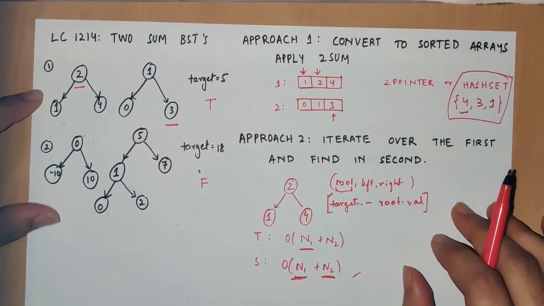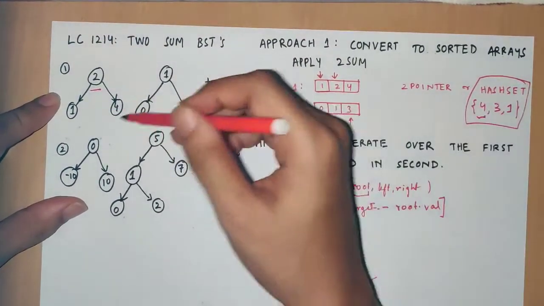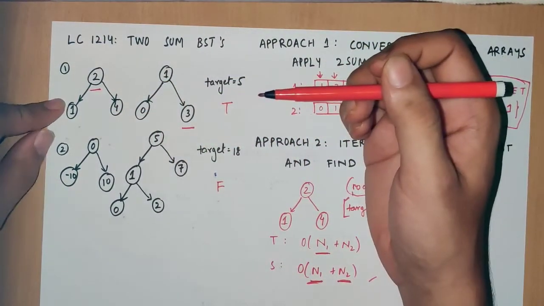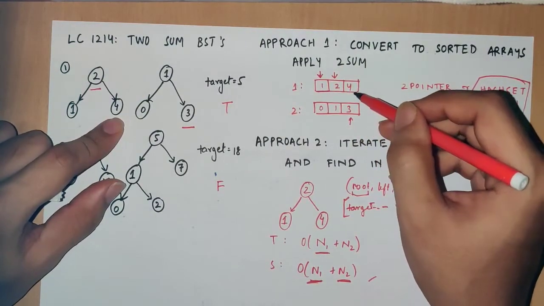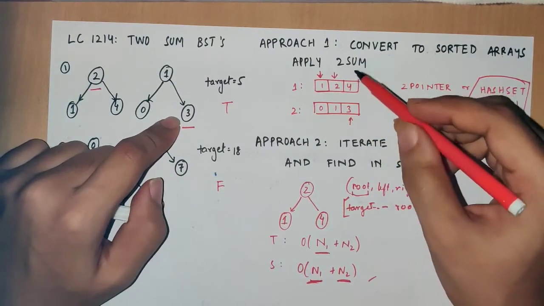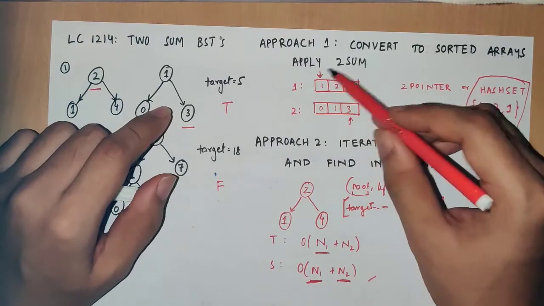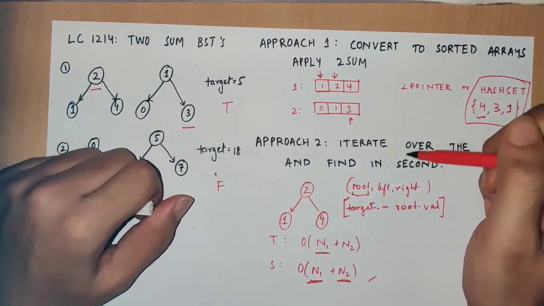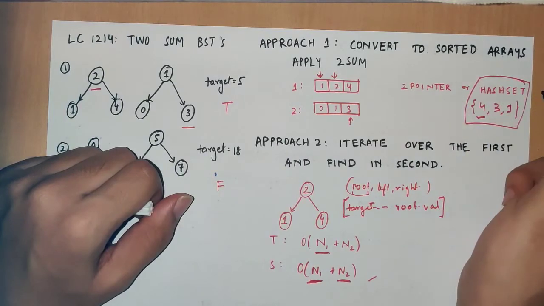So let us see the approach. The basic intuitive approach is to convert each tree into a sorted array. Suppose this binary search tree can be converted into 1, 2, 4 and this one can be converted into 0, 1, 3. After converting them, it is just plain applying of a two sum approach, where we can use either two pointers or a hash set.